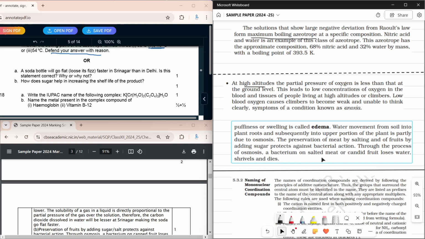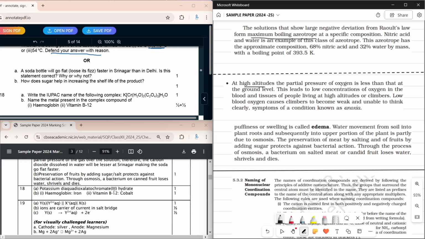So this actually has been given in your textbook under the concept of osmosis. The preservation of meat by salting and of fruits by adding sugar protects against bacterial action. This is through the process of osmosis, and the bacterium on the salted meat or candied fruit loses water, shrivels, and dies. And that's exactly word for word what has been written in the marking scheme given on the CBSE website. So basically question 17 was related to the chapter solutions.